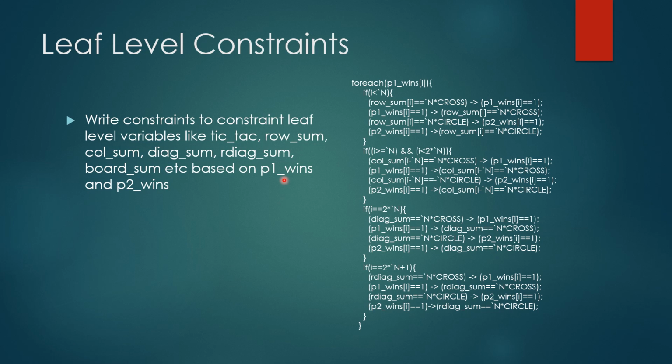The last step is to write leaf level constraints, which basically constrain the row sum based on the P1 wins. In this code, it means that if there are n crosses across a particular row, then P1 wins in that row. And if P1 wins in that row, it's a bidirectional constraint. Similarly for columns, diagonals, and reverse diagonals.